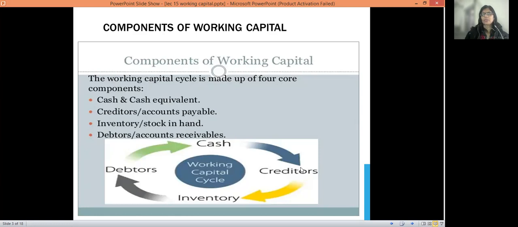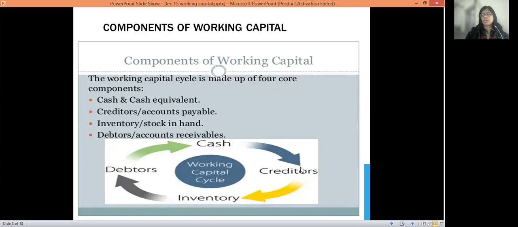And next one is debtors or accounts receivable, because you are going to sell the goods in the form of cash or in the form of credit. So if you are selling it in the form of credit, there are some debtors, and if you are selling it in cash, you are having the cash in the form of asset. So these are the major components.